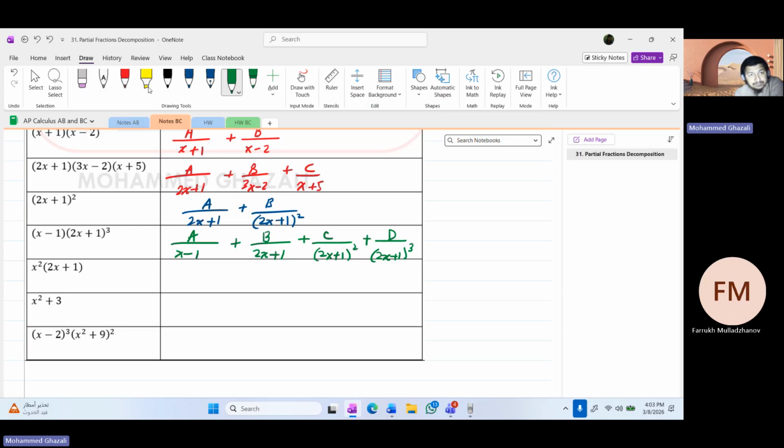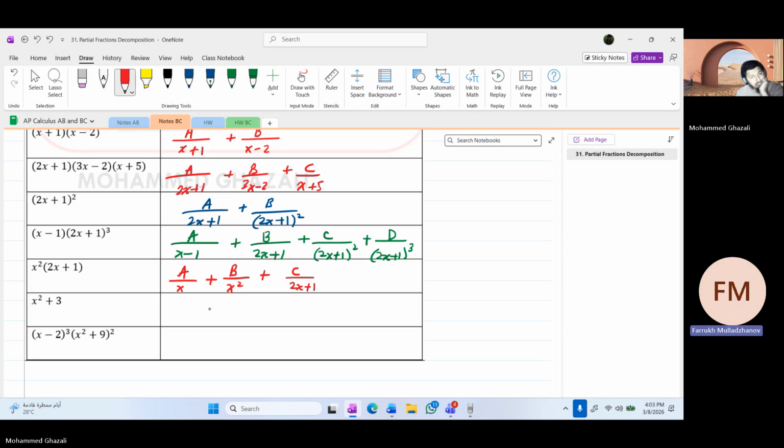Do the next one. It will be a over x. Excellent. Plus b over x squared. And the third part is just linear. So c over 2x plus 1. Right. Next one.